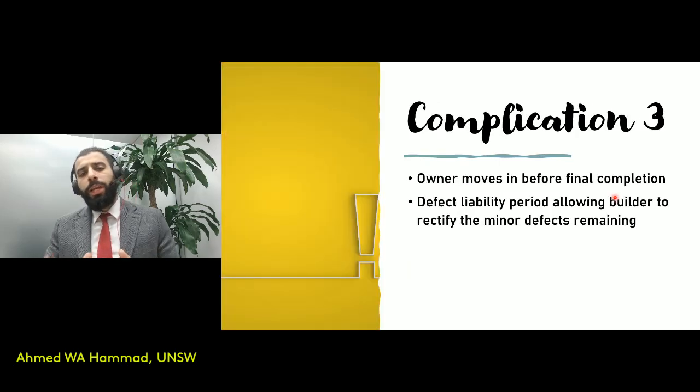Complication number three is associated with the fact that in building projects, the owner can move into the building even if the building hasn't been completed fully yet. What I mean by that is that as long as the building is safe for people to occupy it, the owner has the opportunity to move in and start utilizing the building. Now, in a lot of instances, there are still tiny defects, minor works that need to be completed by the contractor. And that's where the defect liability period comes into play. It allows the contractor, i.e. the builder, to come back and rectify the defects.